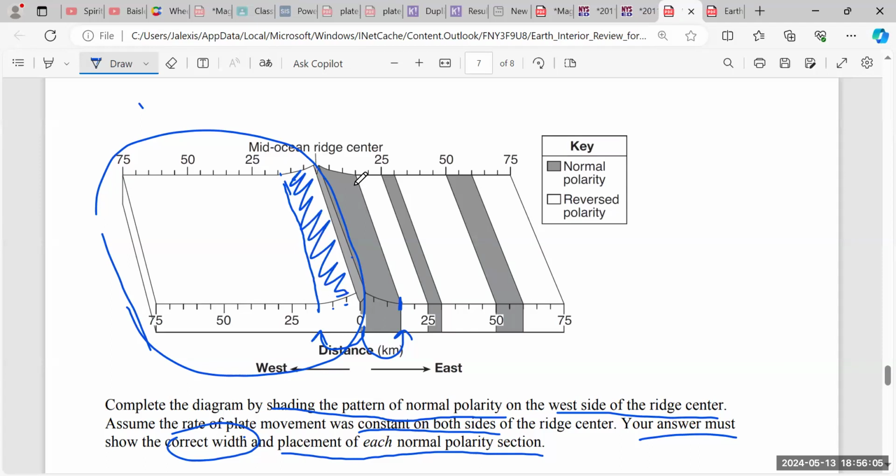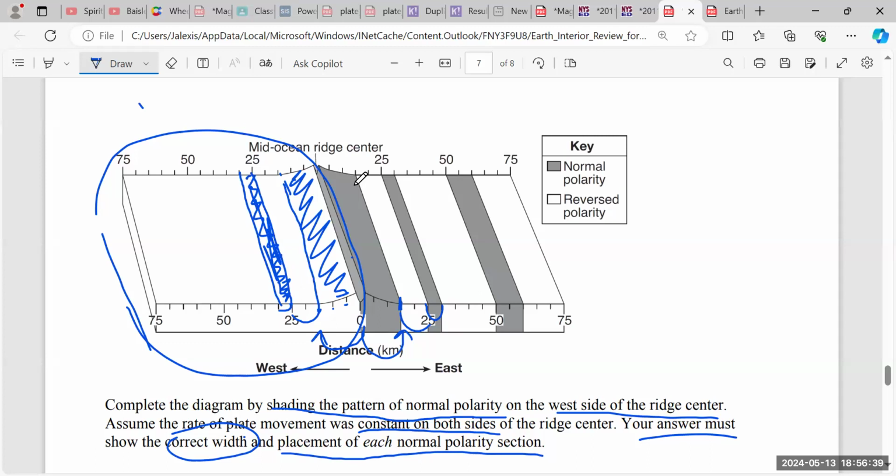Then I look, white is from this third line to the 25. So from the third line to 25 is white, and I'm going to connect my lines. Then from 25 to one line over, it's shaded gray, so I'm going to do the same thing. Notice how my width has to be exact. You're not estimating. You have to shade the correct width.